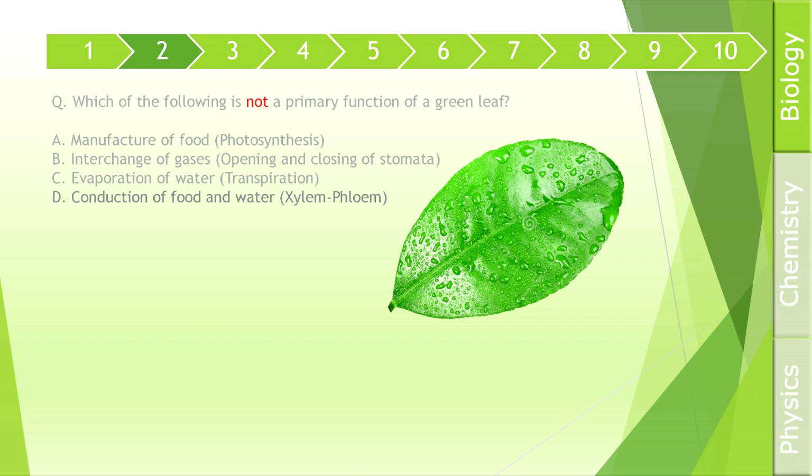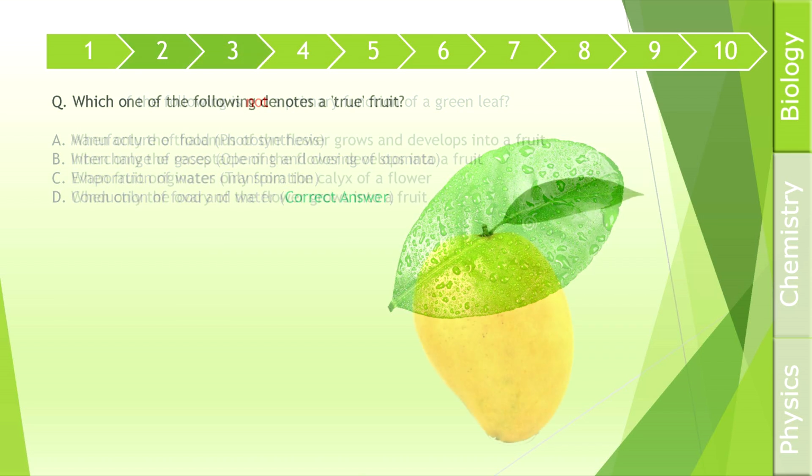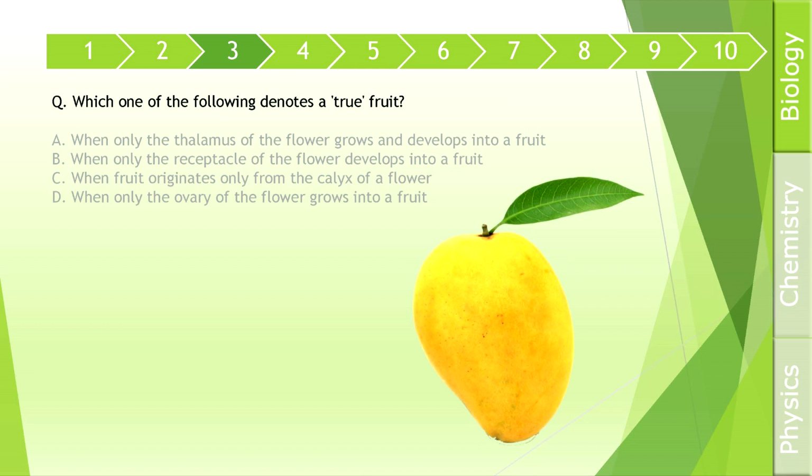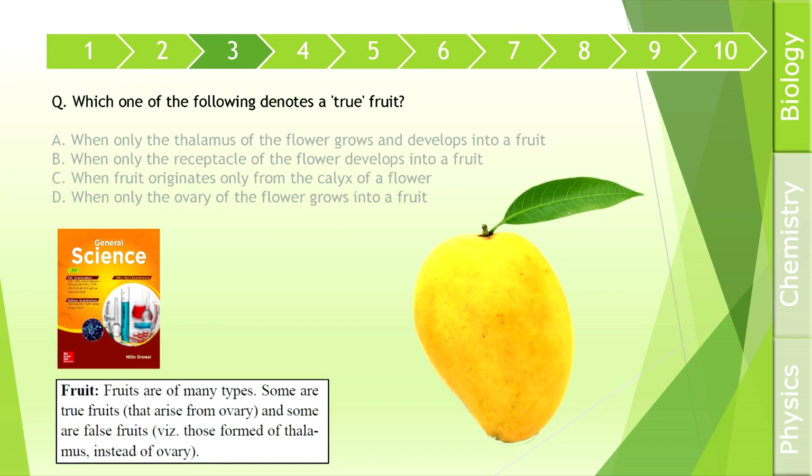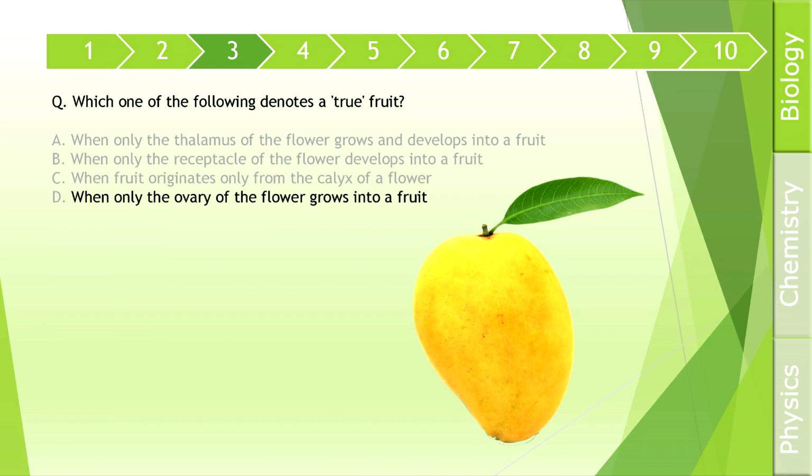Now notice the word not in the question. That leaves option D as our correct answer. Question number 3. Which of the following denotes a true fruit? In my book on page B40, I clearly mentioned the meaning of true fruit as one which arises from ovary. When we look at options, option D simply states this definition. It was a pretty straightforward question.